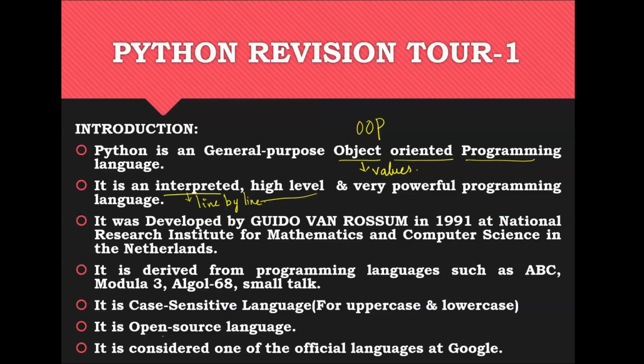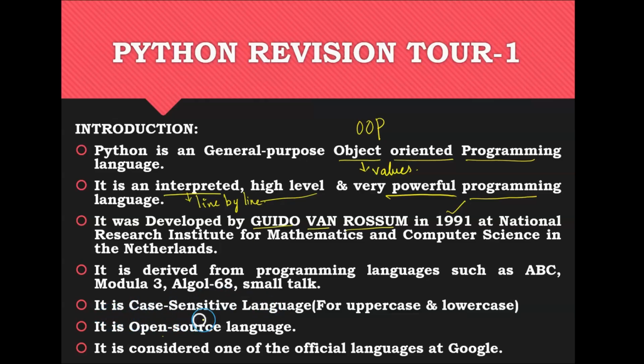only. And it is considered a very powerful programming language, and it was developed by Guido van Rossum in 1991 at National Research Institute for Mathematics and Computer Science in Netherlands. So you should know who developed Python. Python was developed by Guido van Rossum in the year 1991. It is derived from programming languages such as ABC, Modula-3, Algol 68, Smalltalk, and it is a model of those also.